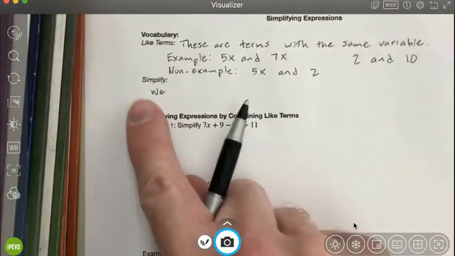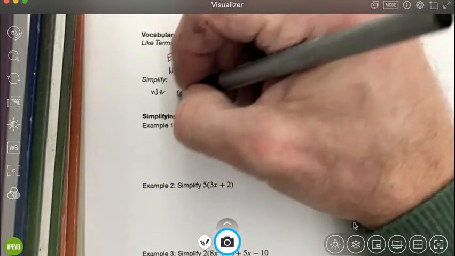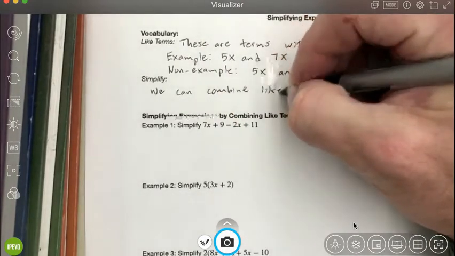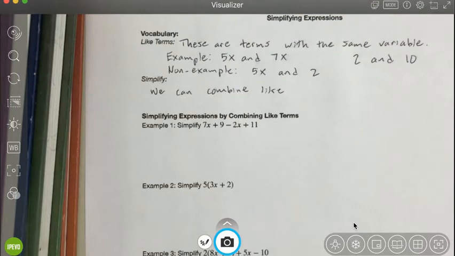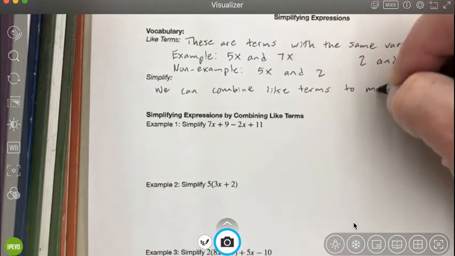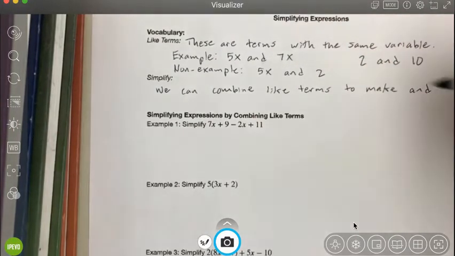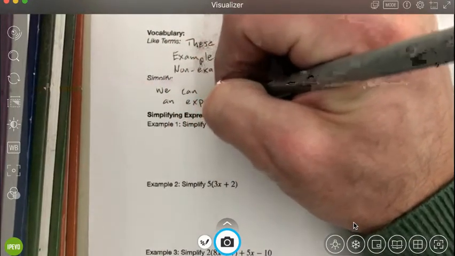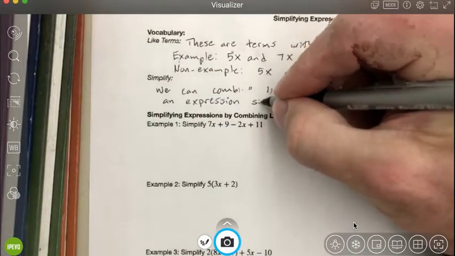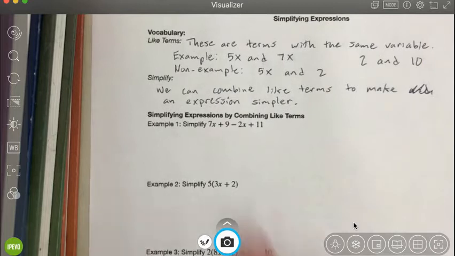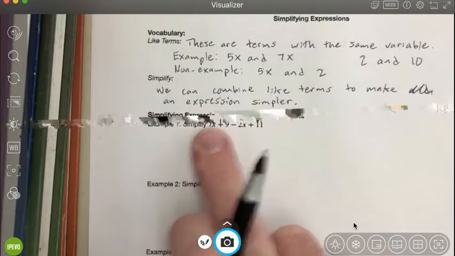Now, this matters when we're trying to simplify, which is really what's known as combining like terms. So we can combine like terms to make an expression simpler. And I'll show you what I mean by that. So down here, this would be an example that I could simplify.